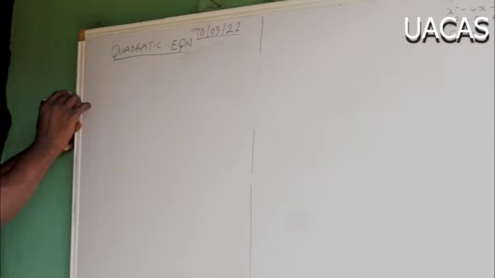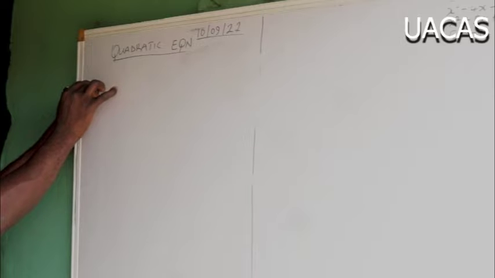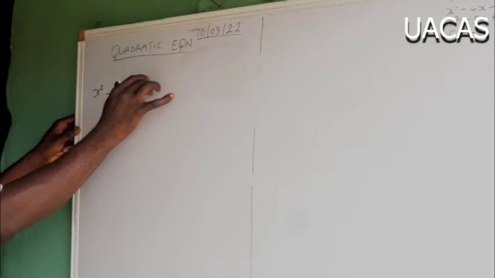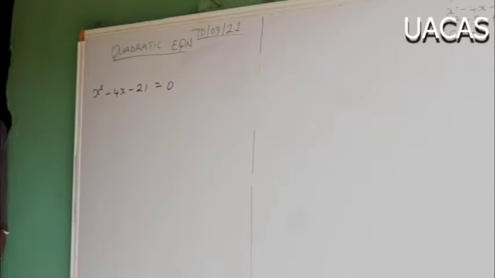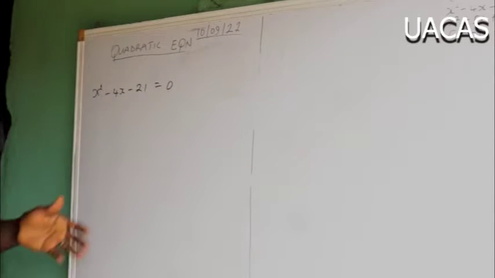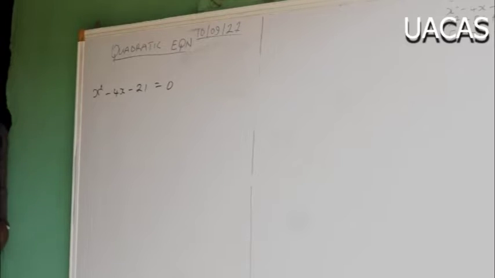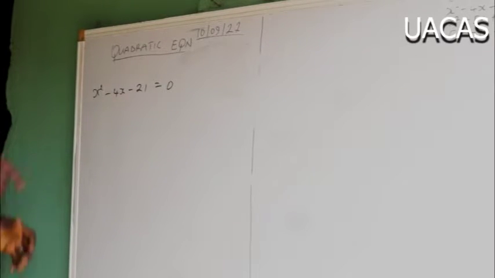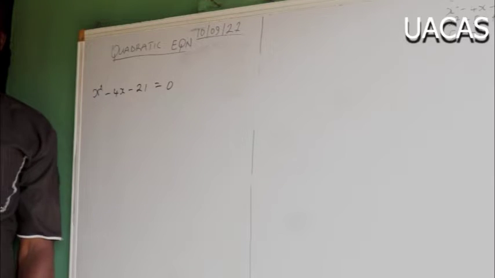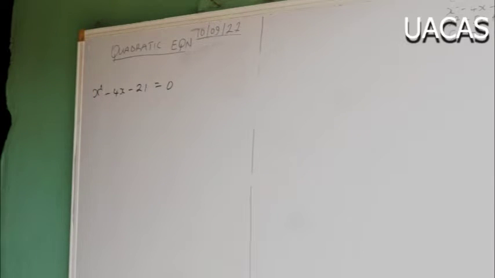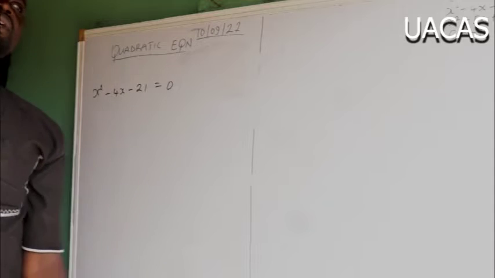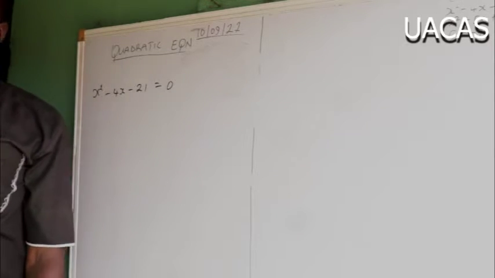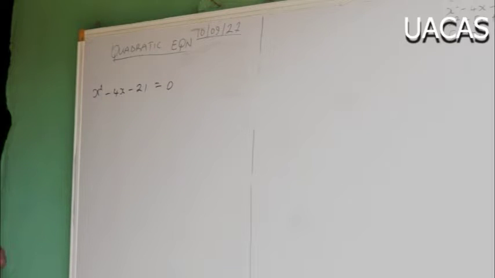Now let's use the first example. x squared minus 4x minus 21 equals 0. This is the quadratic equation. And how did I know that this is the quadratic equation? Because the highest power of x is raised to the power of 2. And that makes this polynomial a quadratic equation because of the degree 2.